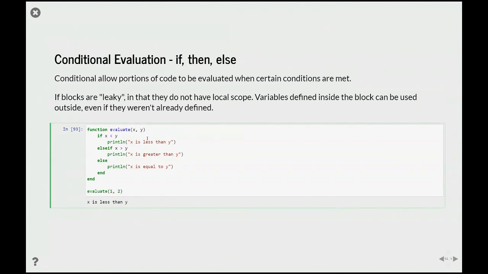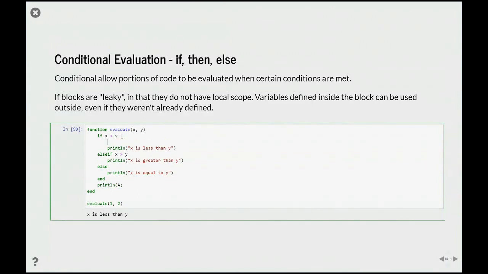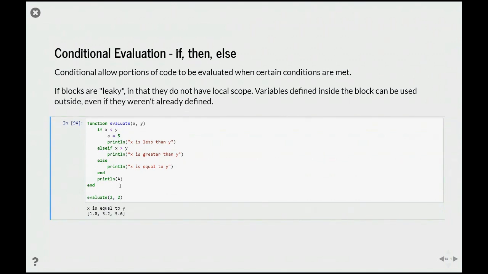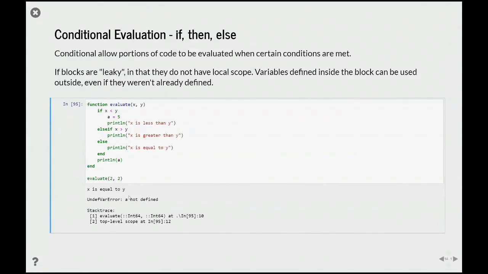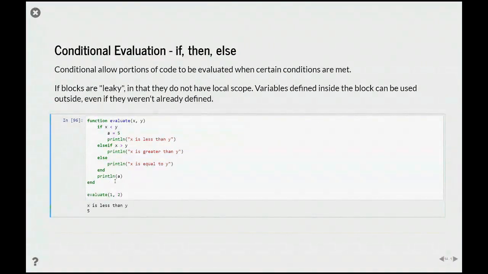Now what will happen is, we are going to print line A here. And we are only going to make A inside the first condition. A is equal to 5, say. So if you evaluate and they're equal, we have created an A. Oh, sorry, that's the array. A is not defined. If it's less than, A becomes defined. So you can see the problems with the leaky evaluation inside the difference. So there is no scope inside the if statements, and that's a little bit different than other languages.